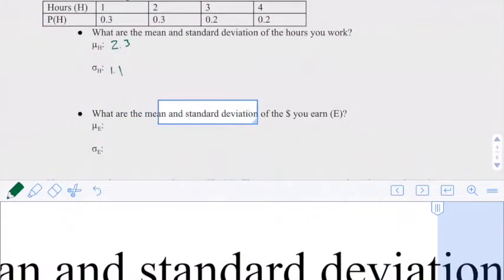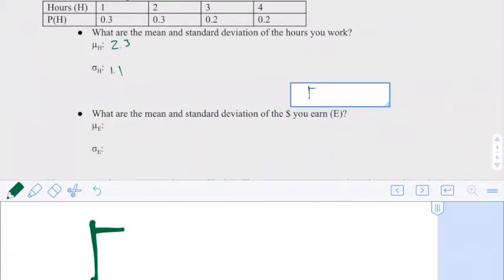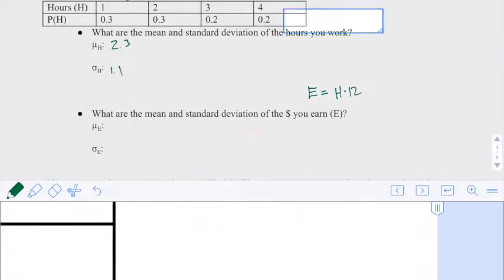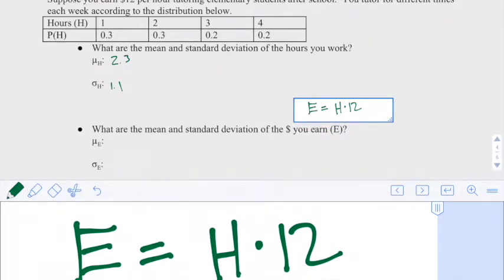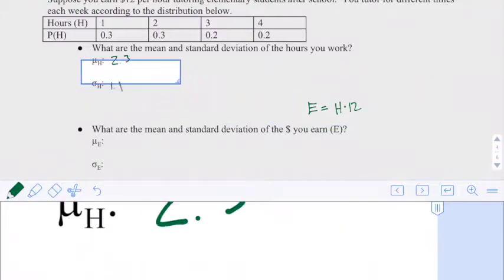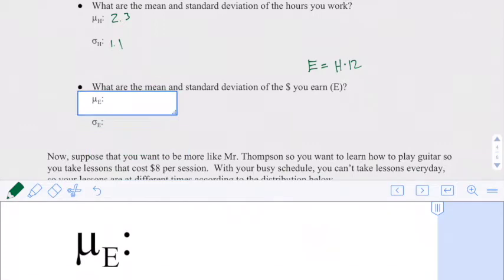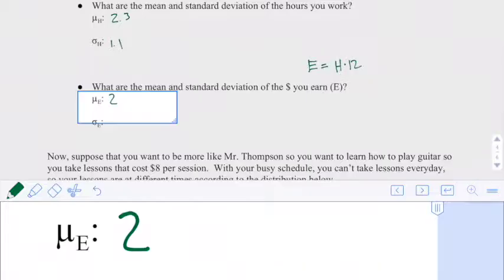What are the mean and the standard deviations of the money you earn, E? So let's set up an equation. E equals our hours times our money, which is $12 an hour, right there. So we're multiplying by a constant. Remember, multiplying by a constant changes both. So we're just going to multiply 2.3 and 1.1 times 12. So I did that on the calculator already. 27.6 and 13.2.